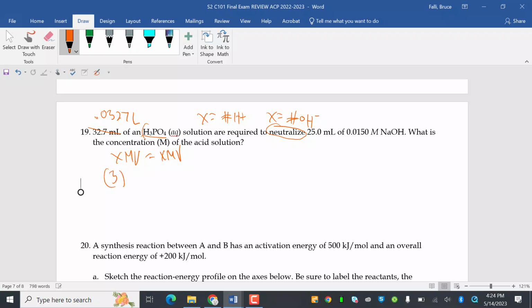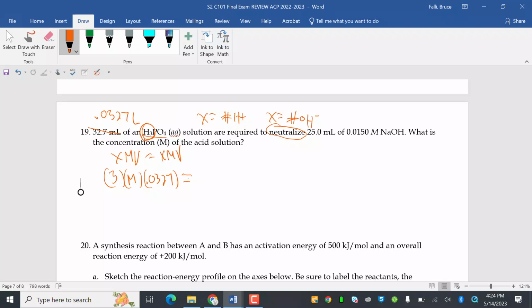3 H's. It's got to be a leading H if you've got that. The molarity is what we're looking for, for the acid. The volume of the acid is 0.0327. It is true you could do them both in milliliters, but again, it's always safer to use liters.